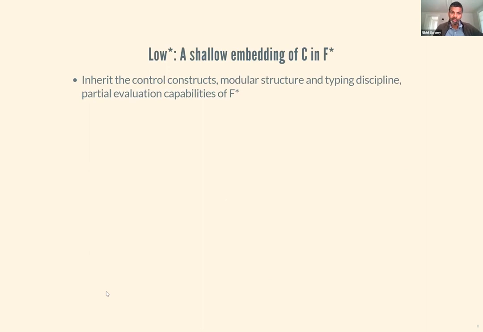That's a little aside. Now, I've mentioned a few times about this language called LoStar, which is a shallow embedding of C in F star. I'm going to give you a little demo of that, but I just wanted to say a few words of context. The main idea with LoStar is that, being a shallow embedding in F star, you inherit the control constructs, the modular structure, the typing discipline, the partial evaluation capabilities, everything from the host language. F star is available in LoStar.